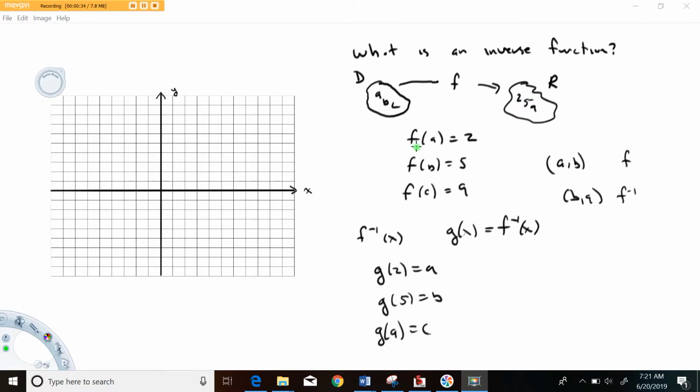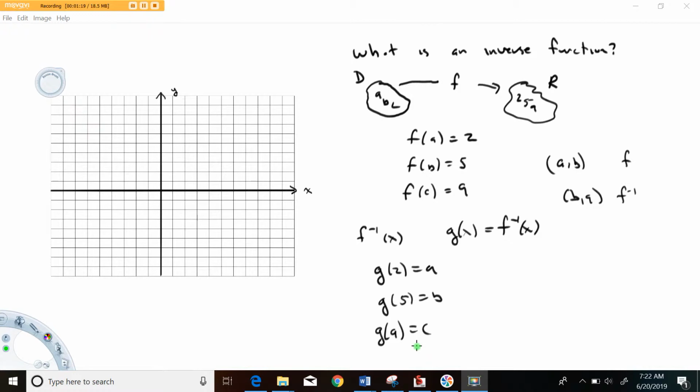In this example, let's imagine that f of a is 2, f of b is 5, f of c is 9. So an inverse function is a function that maps these elements in the range back to these elements in the domain. Notationally, this is f minus 1 of x, which reads f inverse of x. I'm going to give that function a name, g of x, and that function is the inverse of this function. So if f of a is 2, then our inverse would map 2 back to a. So g of 2 would be a. If f of b is 5, then g of 5 is b. If f of c is 9, then g of 9 would equal c.